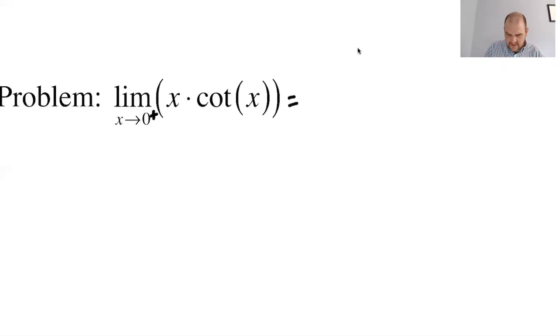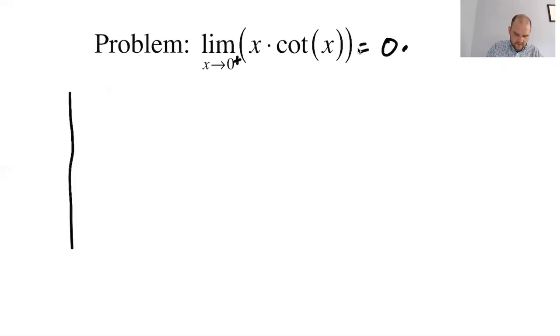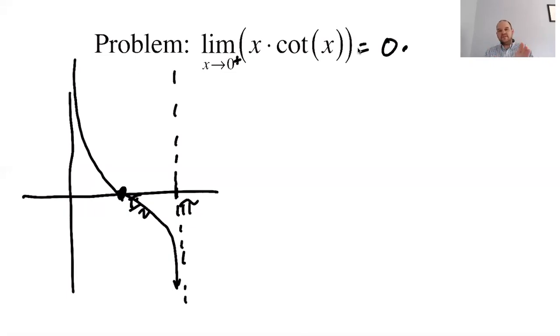So the first part, x is definitely approaching 0. Let's see what cotan does. So quick review of cotan. So cotan, pi over 2. I have a 0 here because tangent has a vertical asymptote there. And then it does this. It kind of looks like a negative tangent graph, but it's not because it's cotan. And also it's a negative tangent graph, but it's shifted over by pi over 2, I guess. So the limit as we approach 0 from the right is infinity.